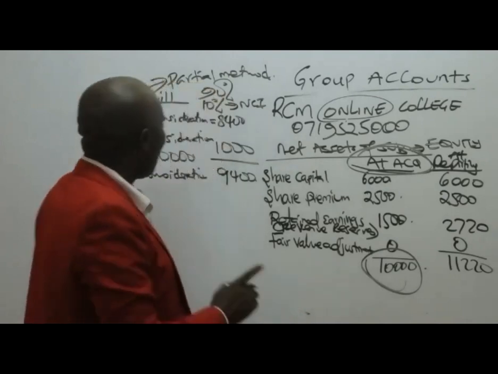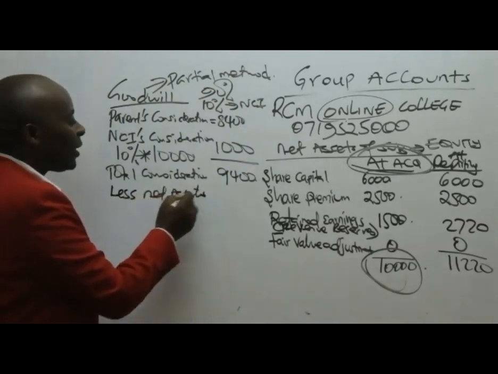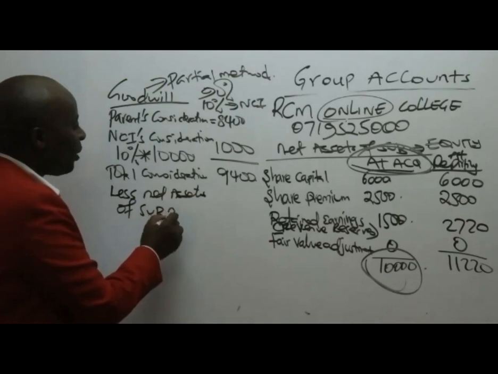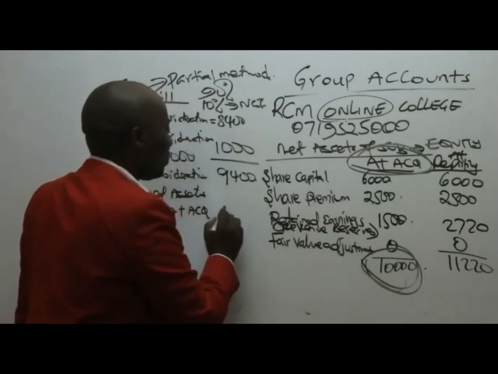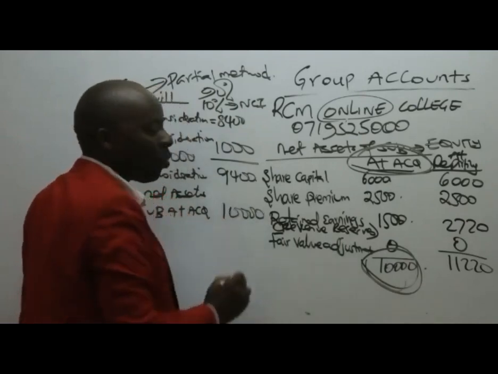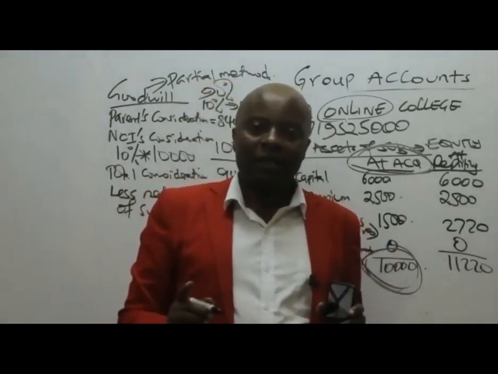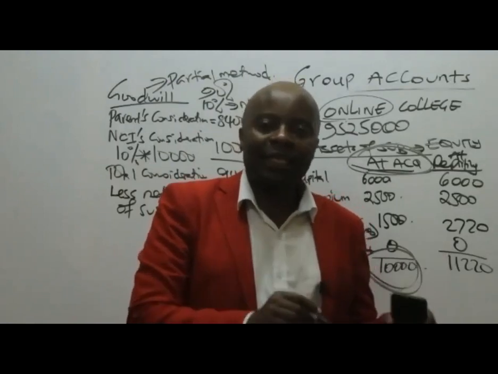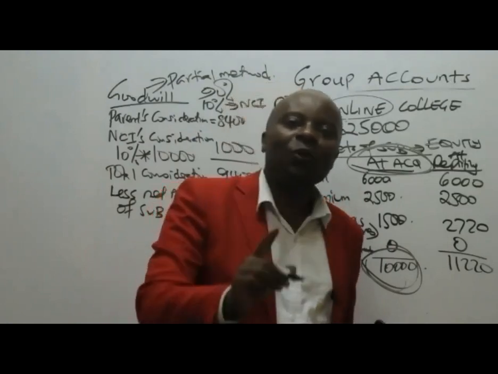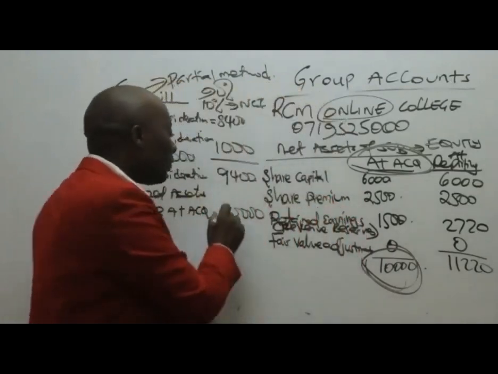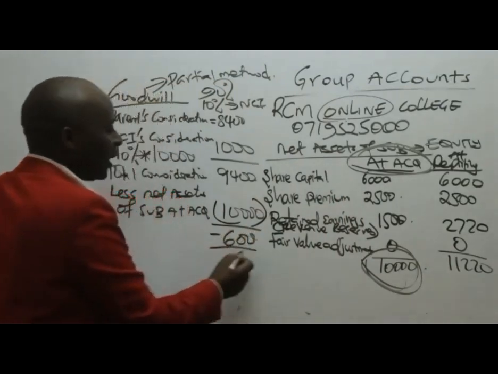And then from there, we'll compare this to the net assets of the sub at acquisition. We can see that at acquisition, this subsidiary was worth more. The worth of this subsidiary was higher, meaning that we gave less than the value of the subsidiary. We are lucky, we bargained. So if you subtract this, you'll get a negative 600.